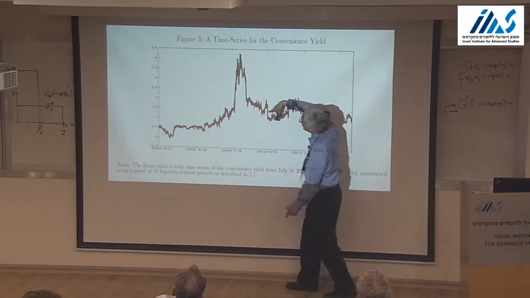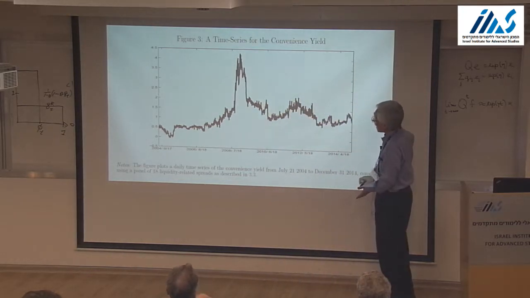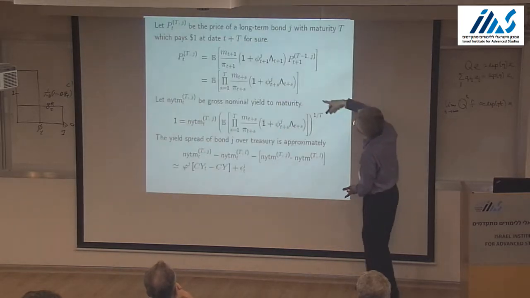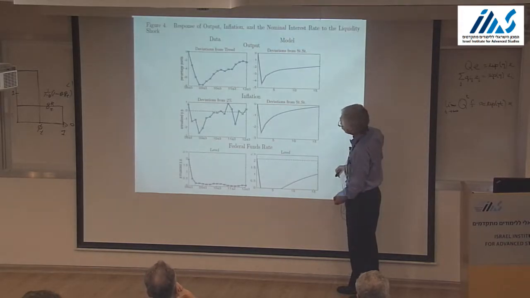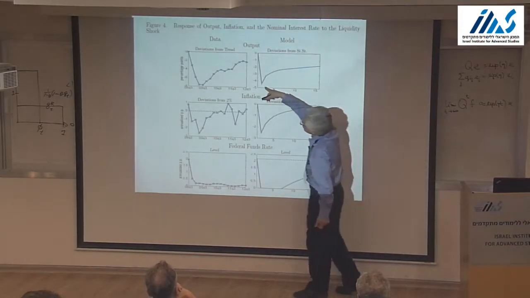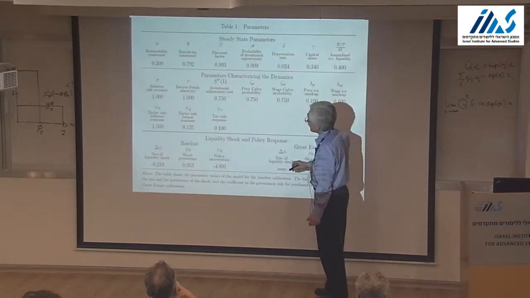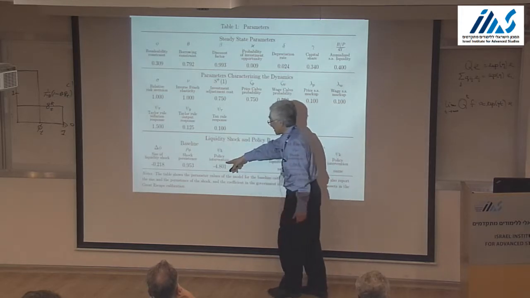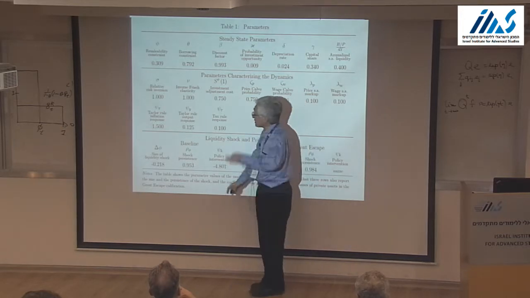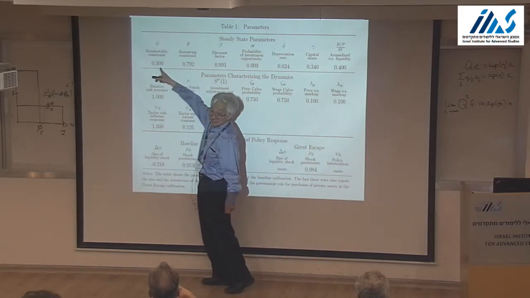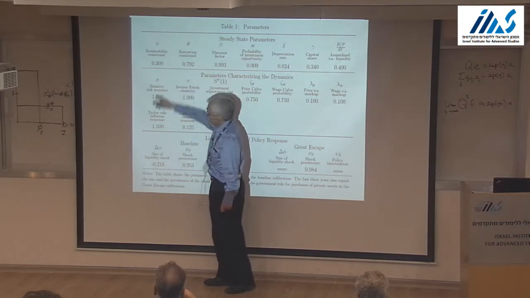Shock shoots up. This is a convenience yield, the expected value of the liquidity service, this one. And so you basically do the calibration by doing this. And then you can see the shock size is basically the liquidity shock: the 30% liquidity becomes 9%. It's a huge drop, actually, 30 to 9.